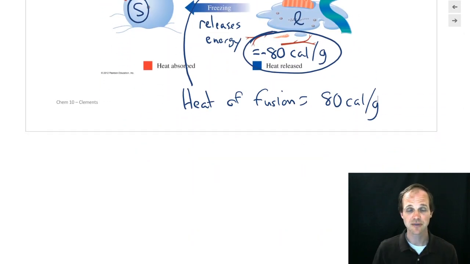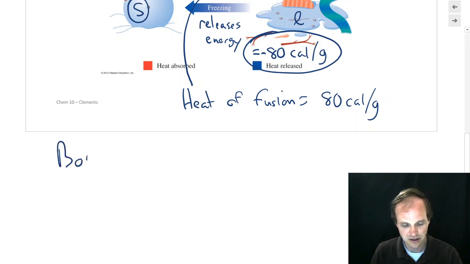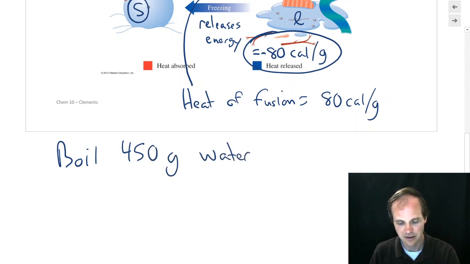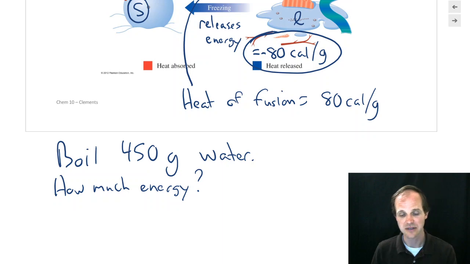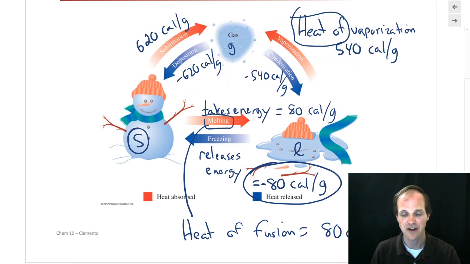So let's go ahead and do something with these numbers. Let's try to calculate how much energy it takes to boil 450 grams of water. How much energy? When we look at our units, we've got units of calories per gram. Well, 1 gram of water is going to be 540, because boiling is the same thing as vaporization. Boil is going from a liquid to a gas. Vaporization is going from liquid to a gas. So you need to know those two terminologies are related to one another.